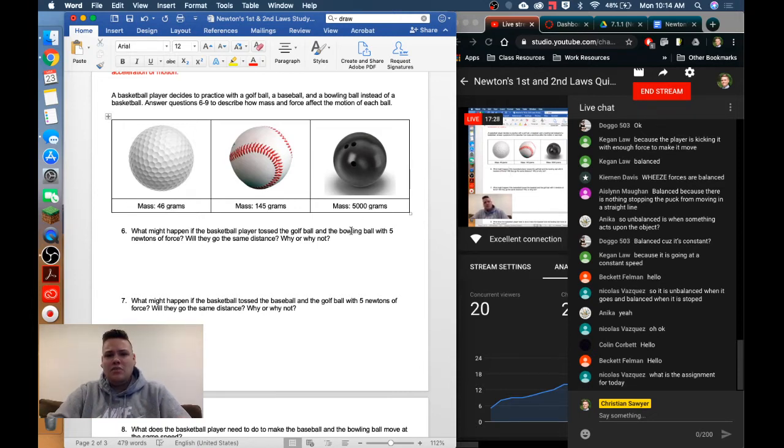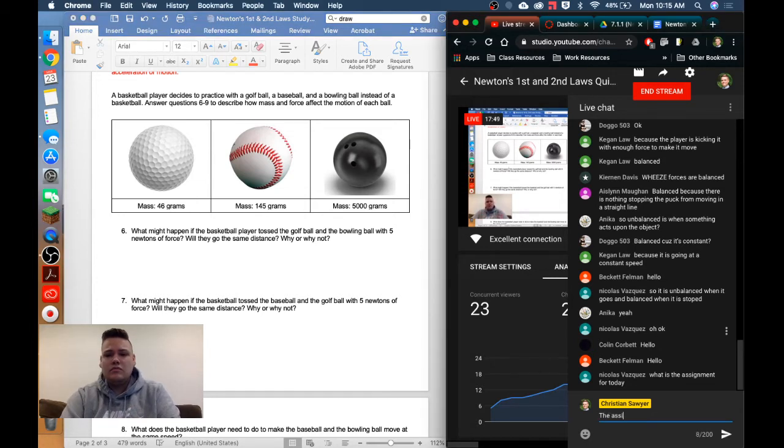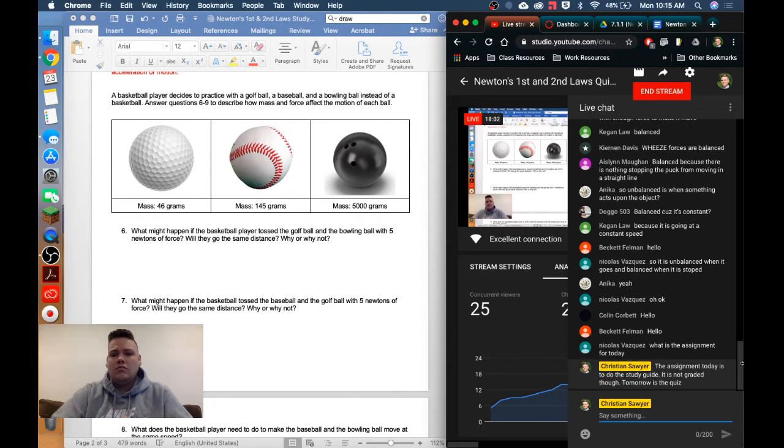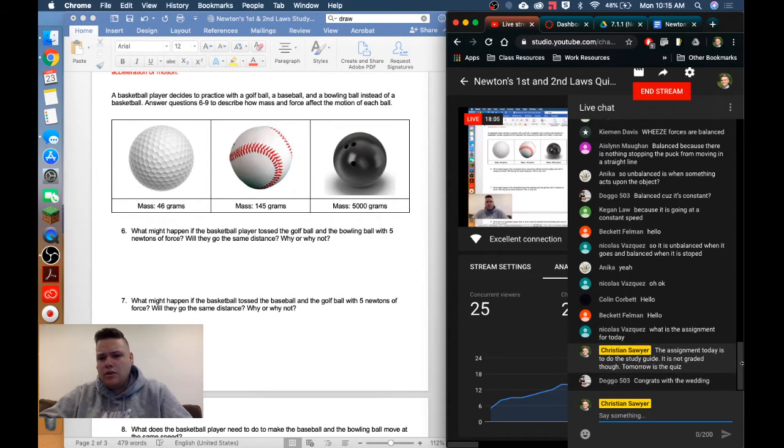As you'll see here in the table, a golf ball's average mass is 46 grams. And a bowling ball's average mass is 5,000 grams, okay? Using the same force, which one will go farther? Or will they go the same distance? What do you guys think? Will they go the same distance? Why or why not?